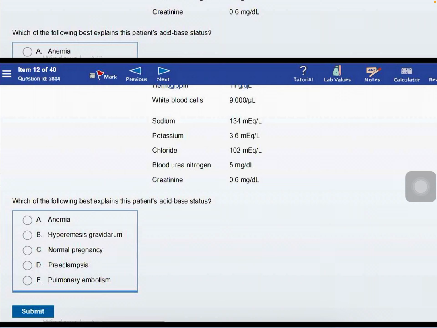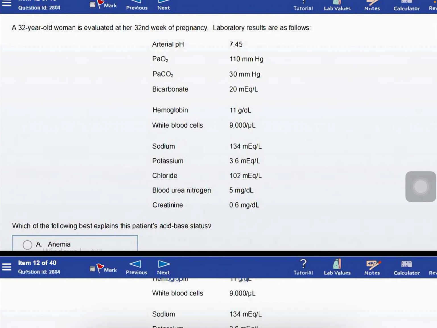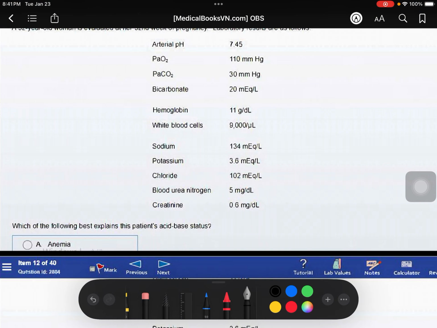Which of the following best explains this patient's acid base status? So we have to find out what is wrong with her acid base profile. First of all, choice A, anemia; choice B, hyperemesis gravidarum; choice C, normal pregnancy; choice D, preeclampsia; choice E, pulmonary embolism. First of all, we have to see what's wrong with her acid base profile.